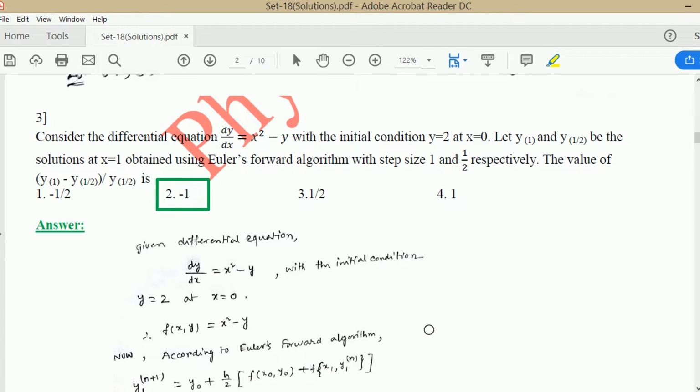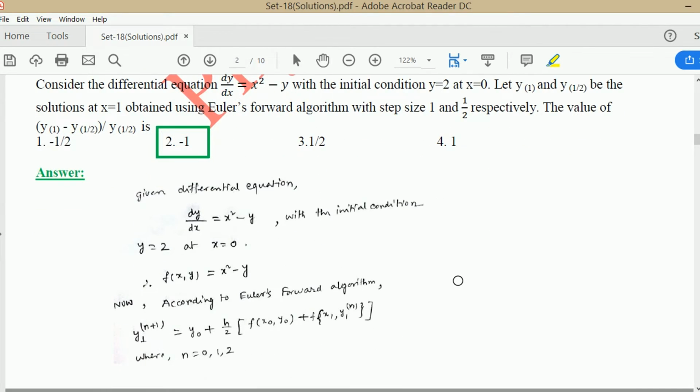So this question is basically very easy, and you have to use Euler's forward algorithm. Now before solving the question, let me tell you what this Euler's forward algorithm is. I have written it: y1 of n plus 1 equals y0 plus h by 2 into f of x0, y0 plus f of x1, y1 of n. This n plus 1 gives you the number of iteration, and n goes from 0, 1, 2, 3, any integer value it will take.